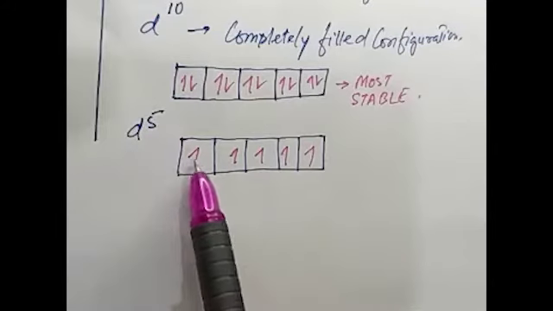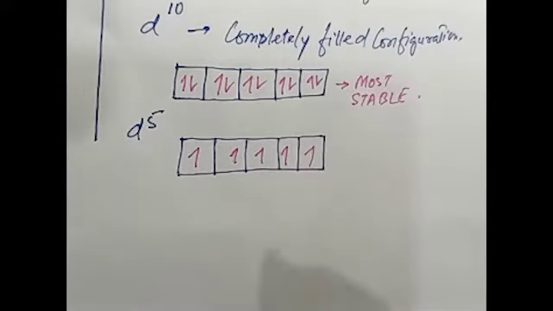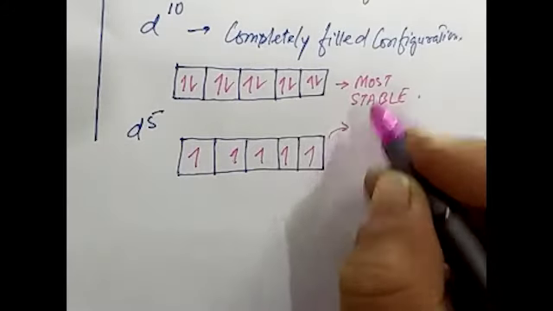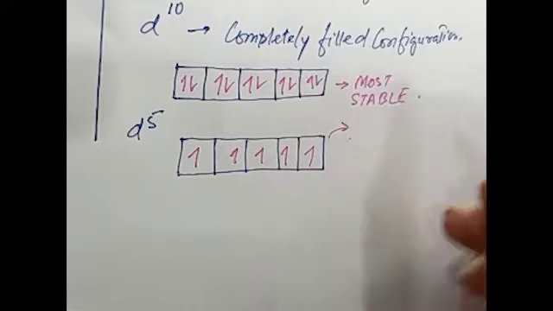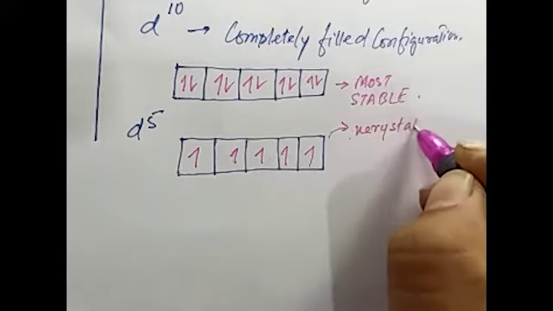Yes, sir. Okay. So D5, there are five electrons. 1, 2, 3, 4, 5. Each orbital has one electron. So this is also very stable. Not the most stable, but a little bit lesser than the most stable. Okay. Very stable. Why is it very stable?